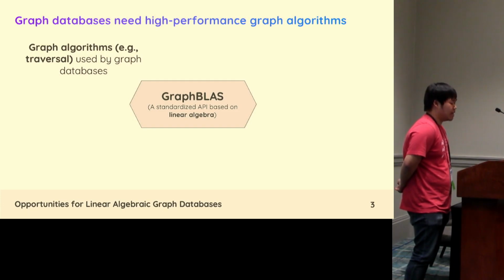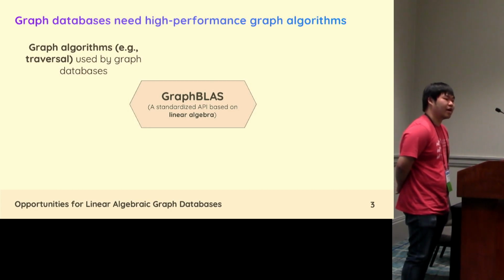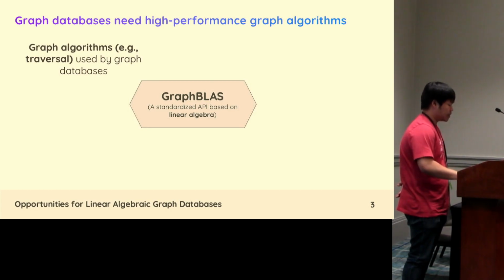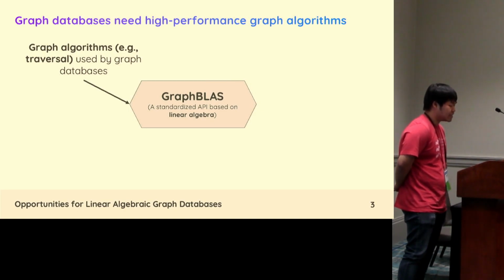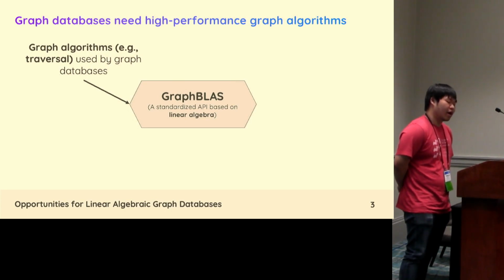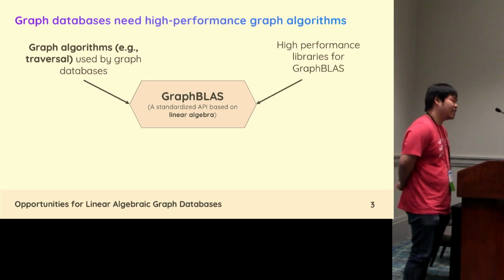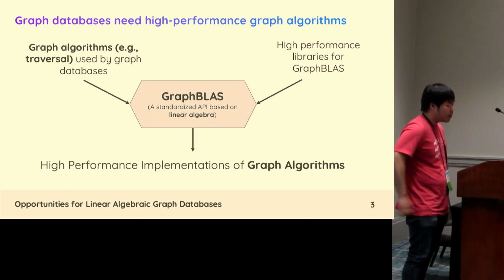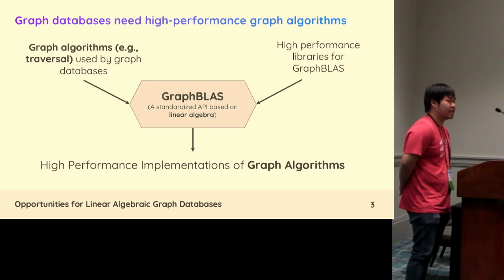GraphBLAS, a standardized API based on the language of linear algebra, allows for a separation of concerns between graph algorithm designers and library developers. By expressing graph algorithms using the GraphBLAS API, graph algorithm designers can focus on the development of the algorithms without concerning themselves with performance-driven details. On the other hand, library developers can focus on delivering performance for a specific set of APIs. With high-performance GraphBLAS libraries and graph algorithms represented using the GraphBLAS API, high-performance implementations of graph algorithms can be attained.